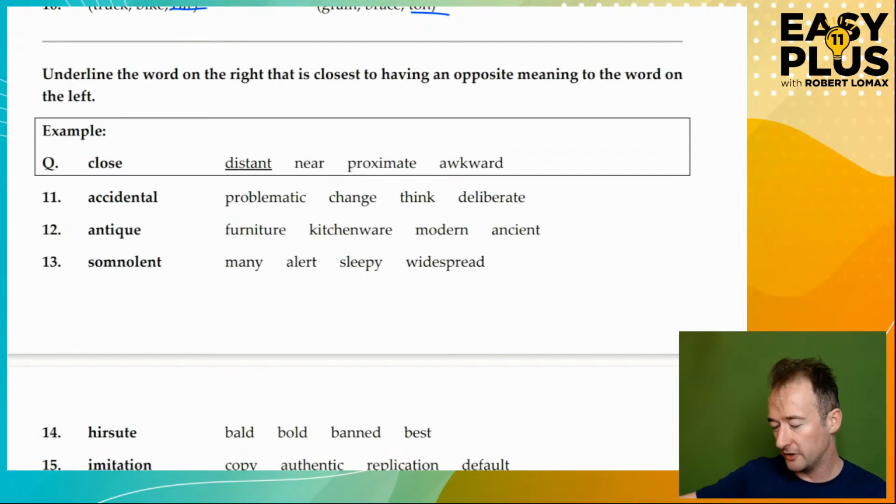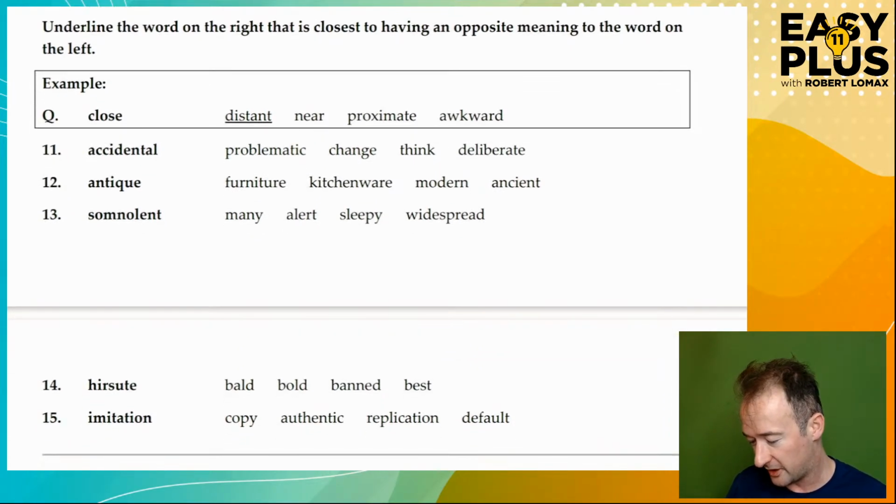Onwards, underline the word on the right that's closest to having an opposite meaning to the word on the left. Okay, synonyms and antonyms. Okay, opposite meanings.